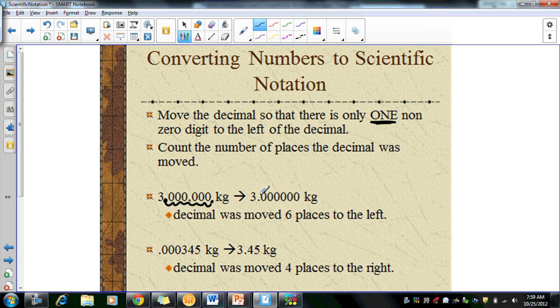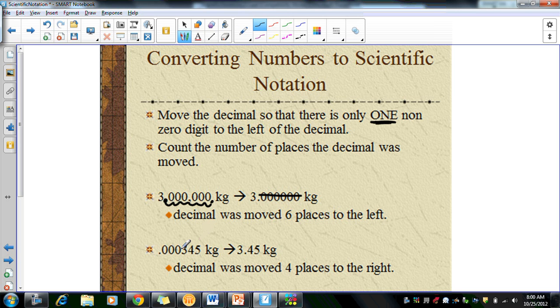You do not need all of these zeros on the end. That's just showing you how it was jumped over to that point. You can just use 3. And we need to make sure we keep a note that the decimal was moved 6 places to the left, because 3 million and 3 are two completely different numbers.